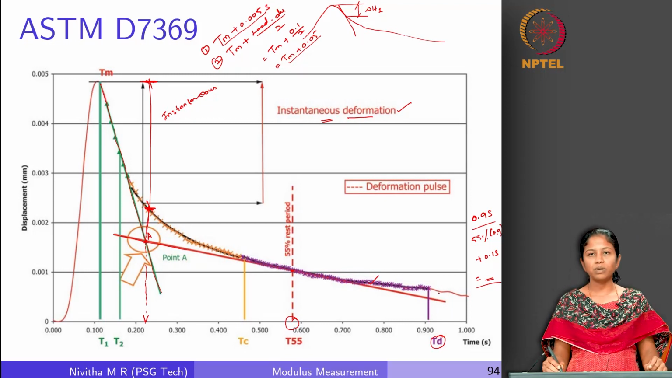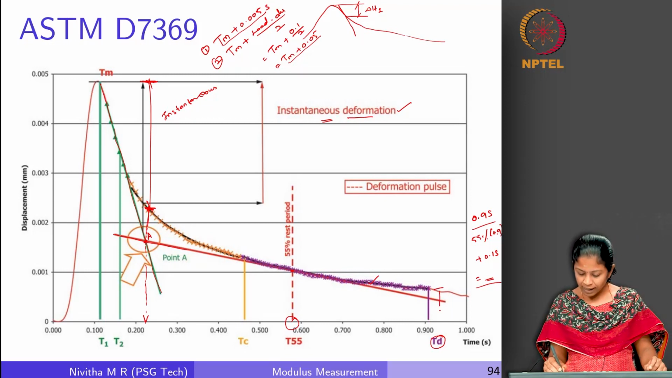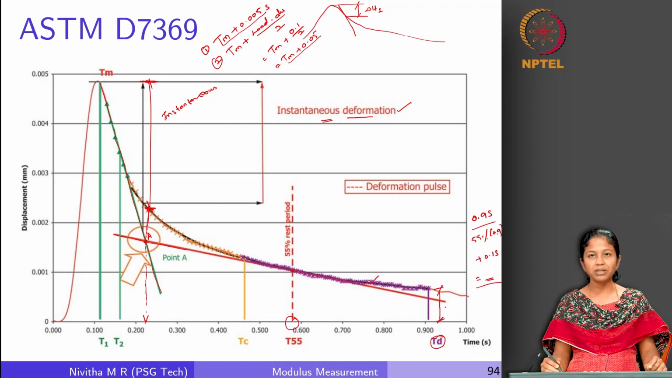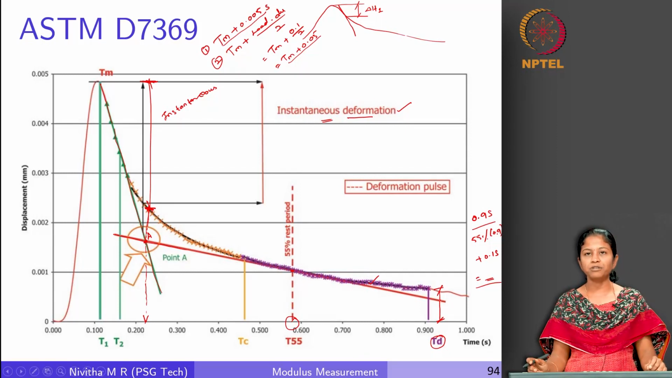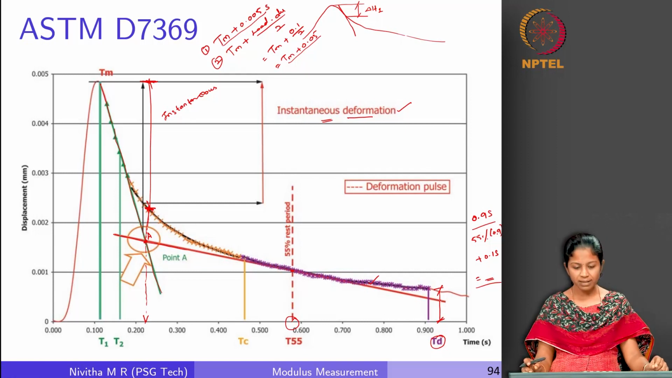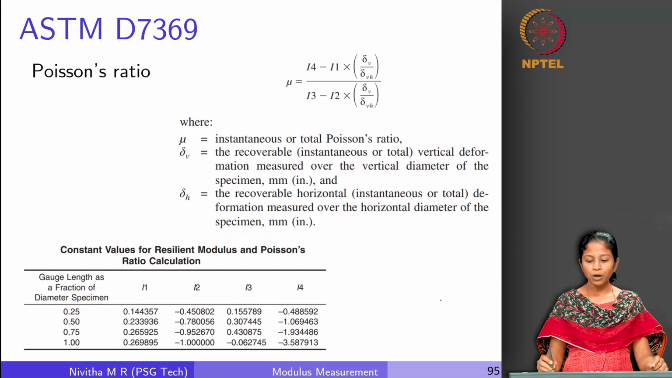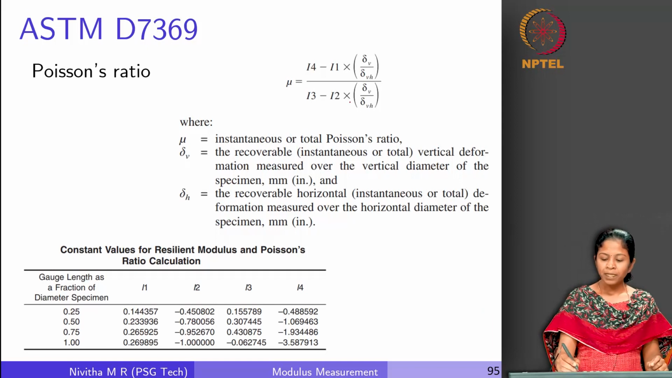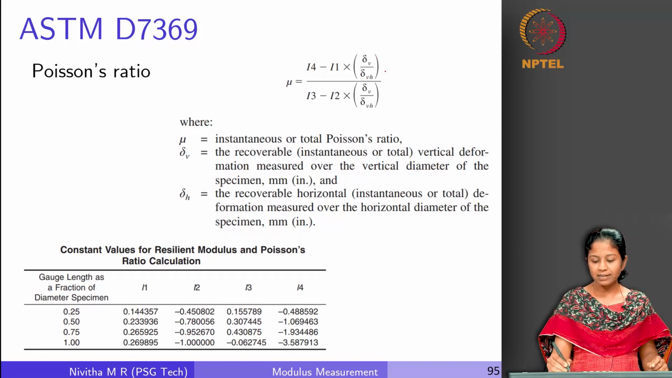Now we will compute the total deformation at the end of the 0.9 second rest period. Whatever is the deformation, that is called the total deformation. Now with this instantaneous and total deformation, we can compute Poisson's ratio and we can compute the resilient modulus. So how do we compute Poisson's ratio? It is defined as given here. Let me explain what it is. First let us look at the known parameters.